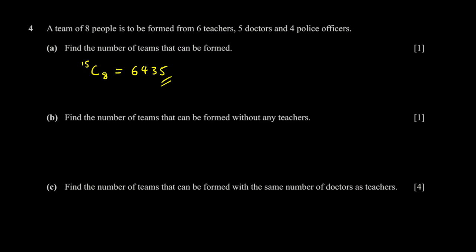Find the number of teams that can be formed without any teachers. Well, if there are no teachers, I can't choose from these 6 people. I've only got to choose from these 9 people. And so I'm choosing 8 people from 9 people. So that's going to be 9C8. And 9C8 is just equal to 9.